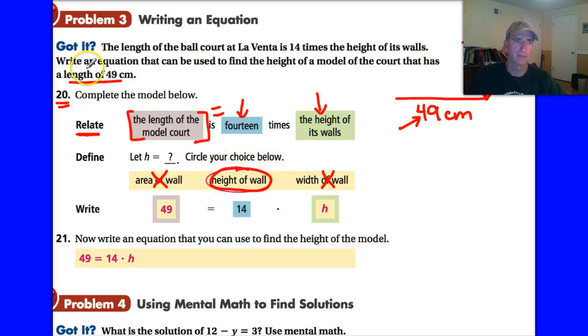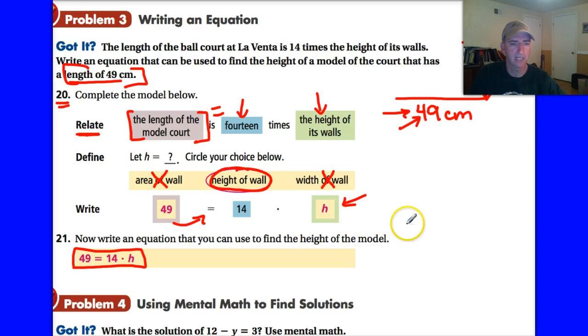Therefore, if the length of the court is 49, we know that 49 equals 14 times h, which is the height. And now we can write this equation, 49 is equal to 14 times h. Okay, there's a nice little application for it. We could go ahead and solve that, which we'll do later. But right now, it's just taking this situation and writing this equation.